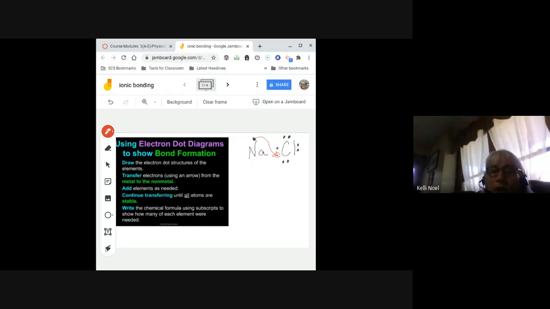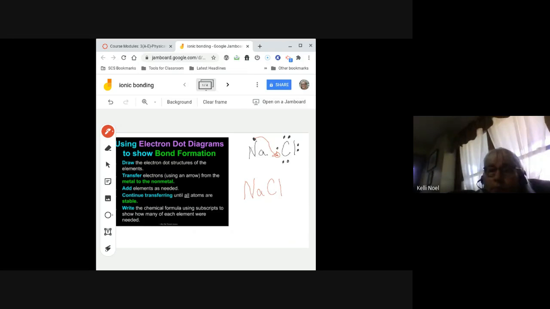All right, so notice it said you would add elements as needed and continue transferring until all atoms are stable. We're going to do an example where we would need to do that. To write the chemical equation, I just have each one of these. I only needed them one time looking at the symbols, so I would write NaCl.